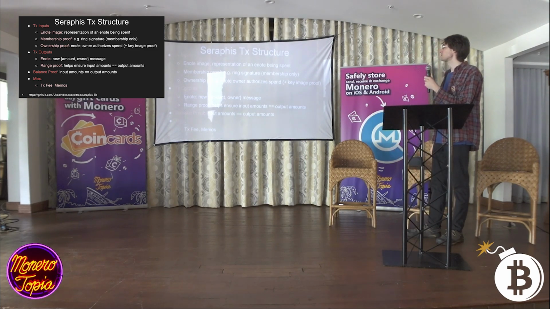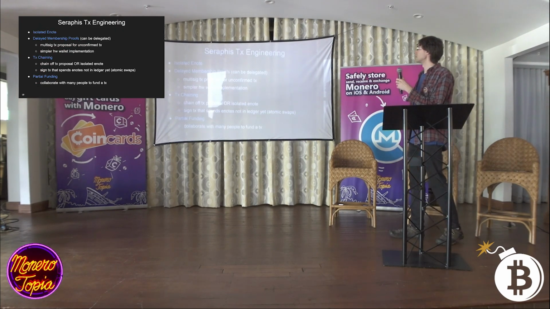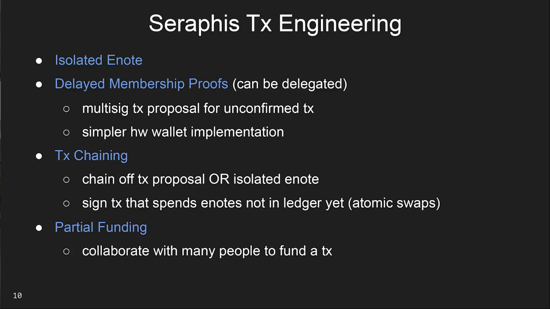Next slide. So the one additional advantage of separating the proofs within Seraphis is you can do a lot of what I call transaction engineering. In the current Monero protocol with ring CT, you have to build the entire transaction in one go and then submit it. You can't build a piece of it and then later make another piece and then combine them and then submit it. But with Seraphis, we can do this. So there are a few things we can do. One is you can make an isolated e-note.